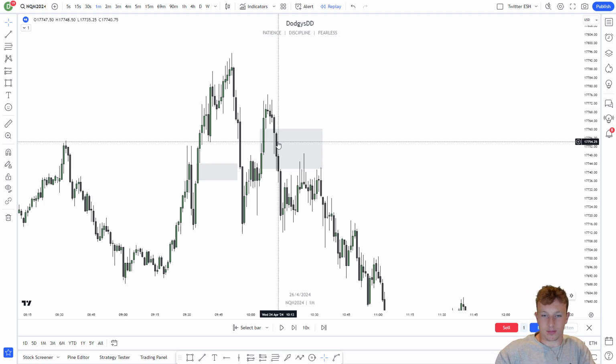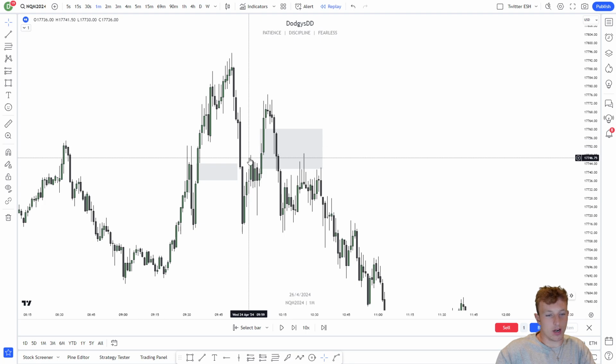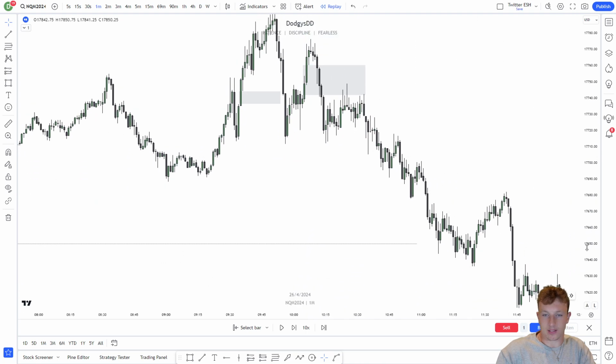What should happen if the bias is bullish? Well, these gaps would have probably been respected if the bias is bullish. And the fact that they aren't tells me we're probably going to go lower. That's just common sense.